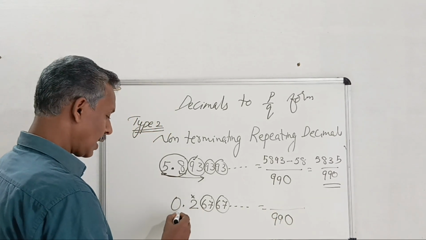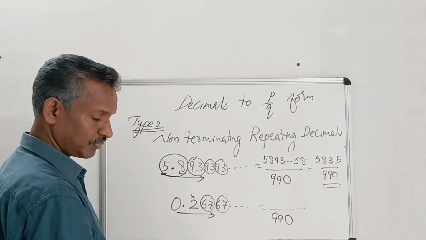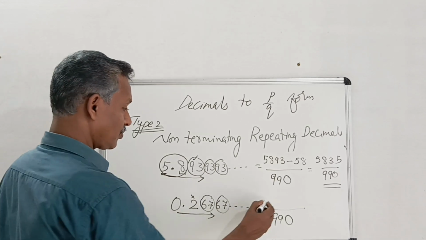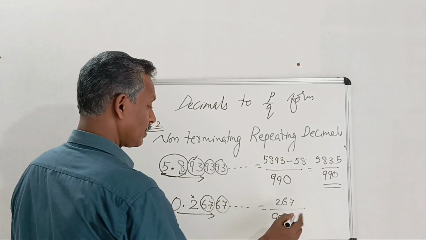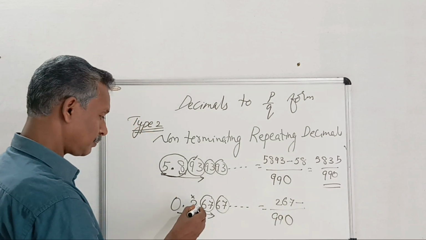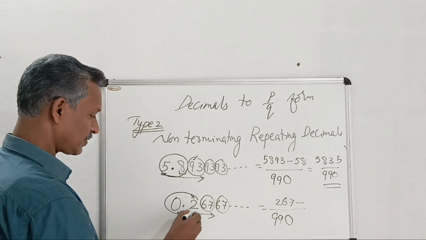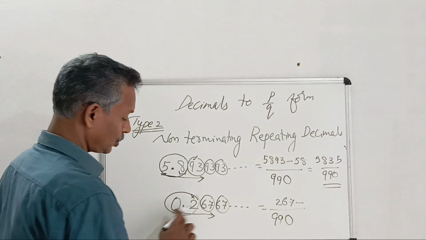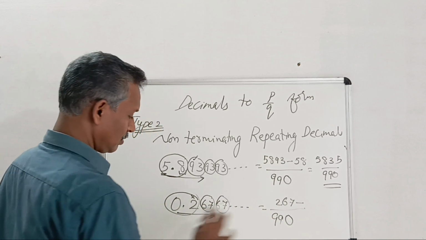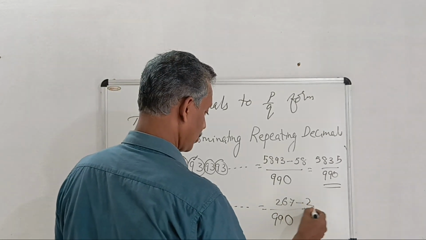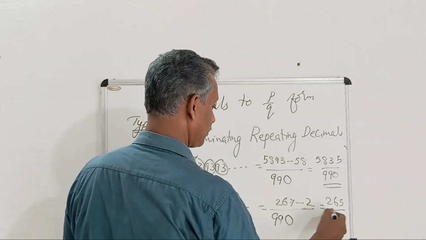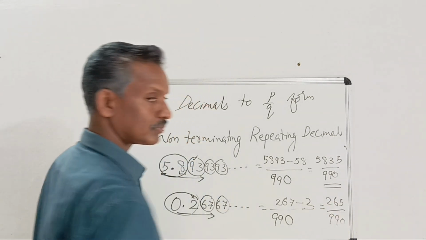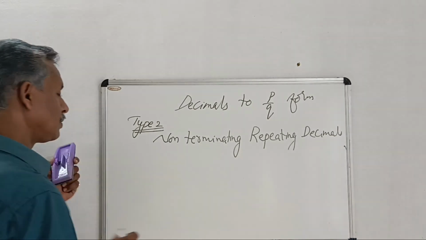Then write up to the first repeating group without decimal, that is 0, 2, 6, 7. 0 we won't start with, and then minus what is before the first group. What is before the first group? It is 0.2. Don't write decimal, without decimal you have to write. It is 2. 0.2 means 2 only. 265 by 990. Okay, this way we can do it.